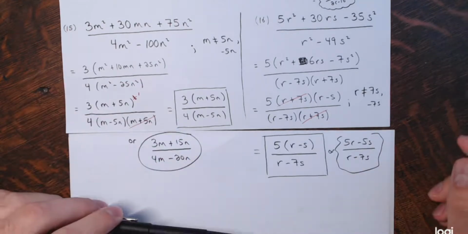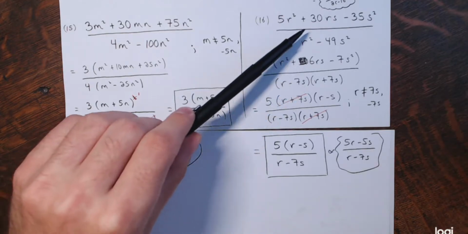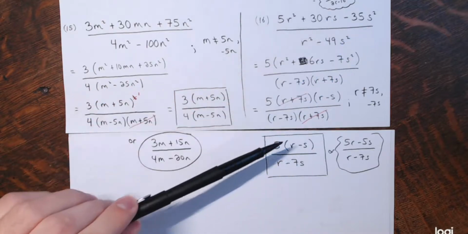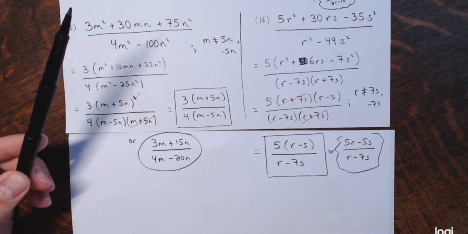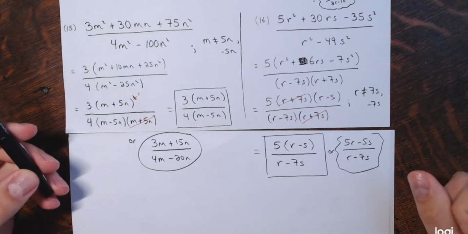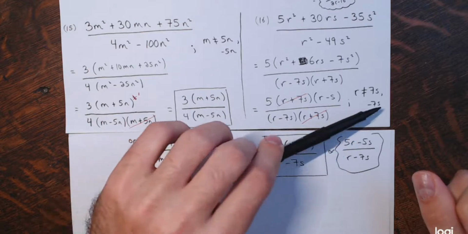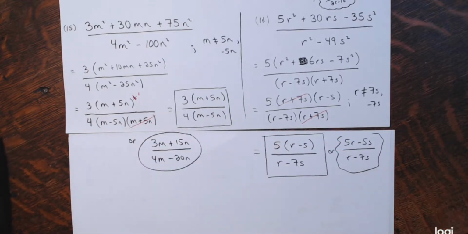And then once again, you could test it out. Plug in values for r and s and see what the original fraction's value is and see what this simplified fraction's value is. And they should be the same, right? They should be the same, as long as r is not 7 times or negative 7 times your choice of s, you're fine. Okay.